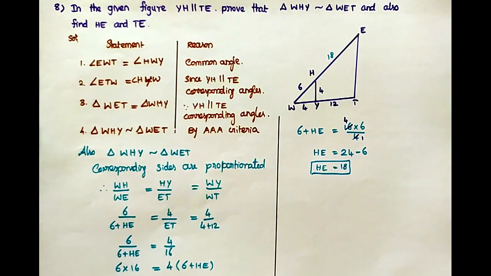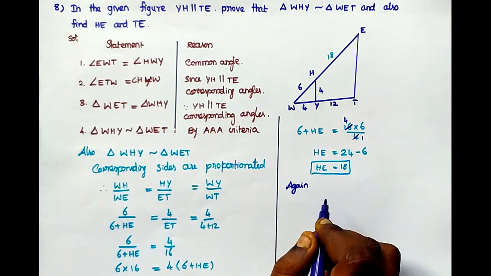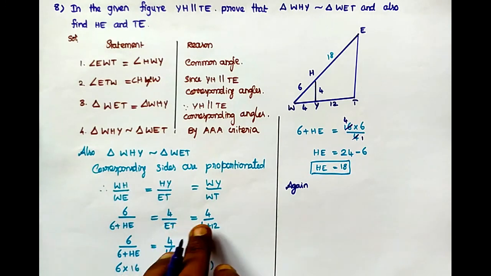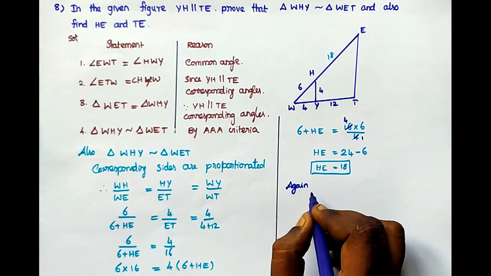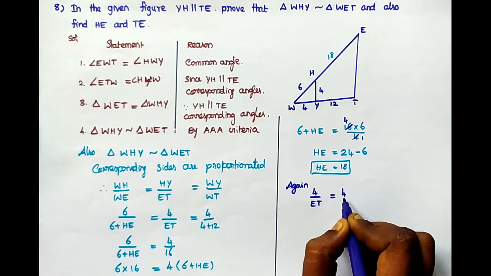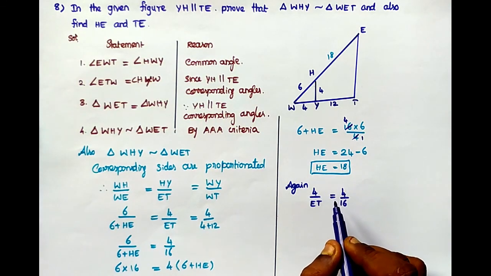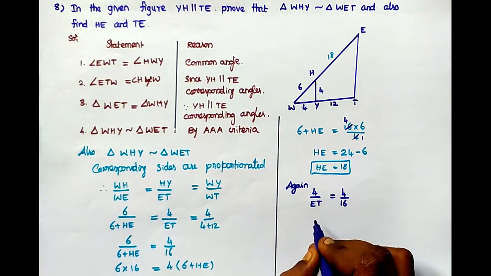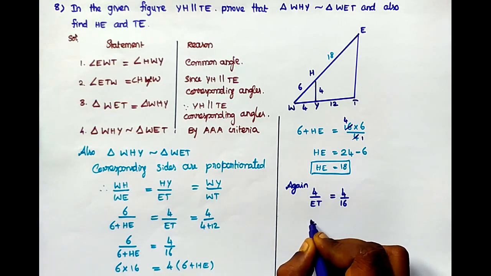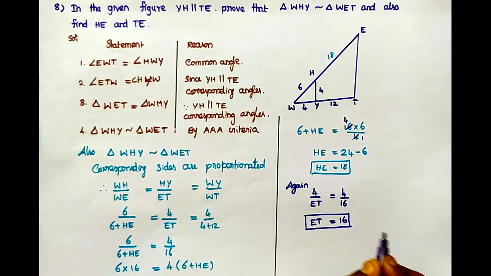And then again, take these two divisions, we can find out ET. 4 by ET equal to 4 by 16. So 4 and 4 equalize, this means ET equal to 16. So that is the answer.